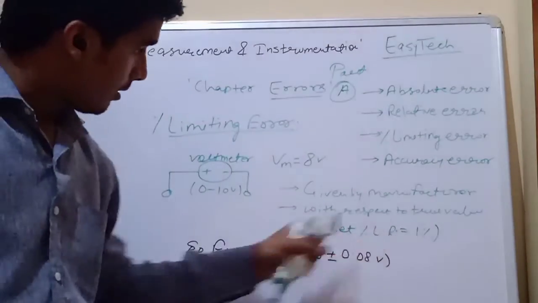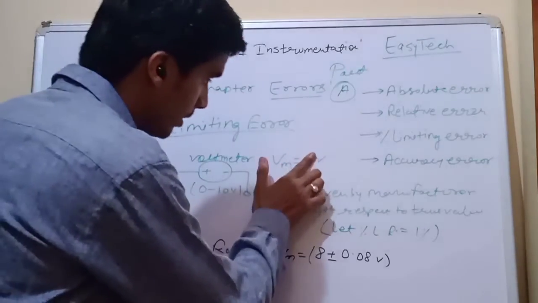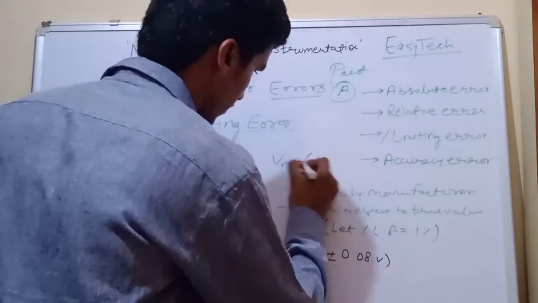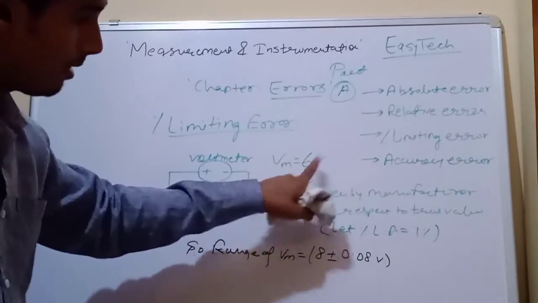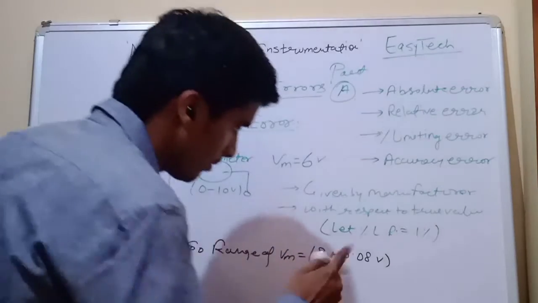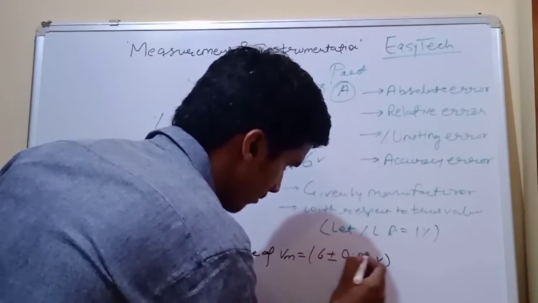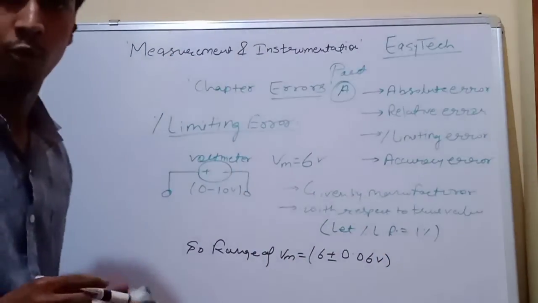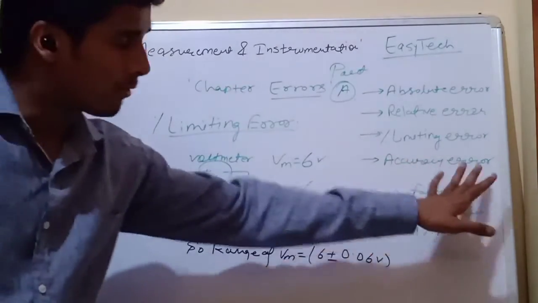If the measured value were 6, then the 1% of 6 would be 0.06. I think you have got an idea what percentage limiting error means. Now what is the accuracy error?